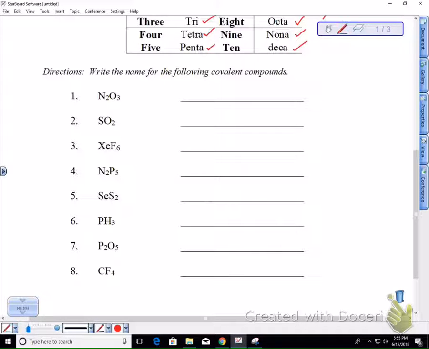Our first example is N2O3. So that's nitrogen and oxygen. I have 2 nitrogens, so we're going to begin this with dinitrogen. No suffix on the first word. Dinitrogen. We have 3 oxygens, so this is going to be tri. And then oxygen needs to end in ide, so oxide. Dinitrogen trioxide.